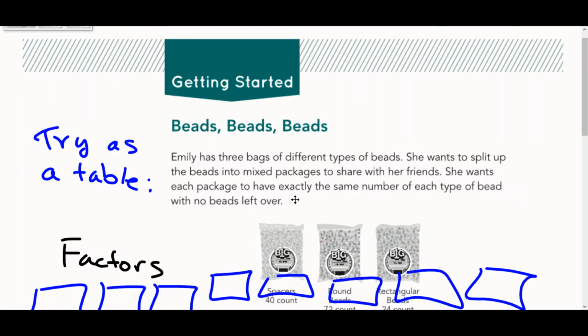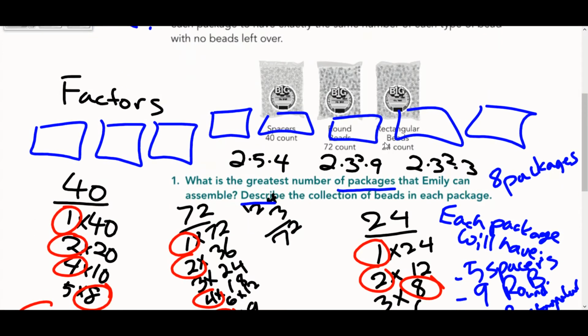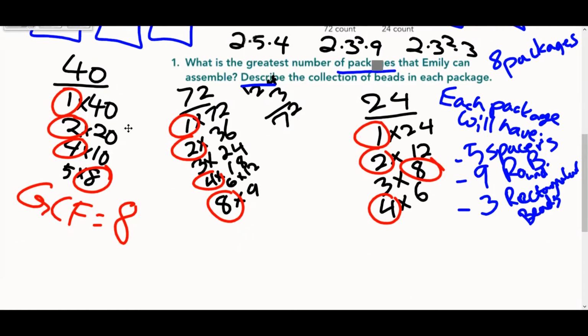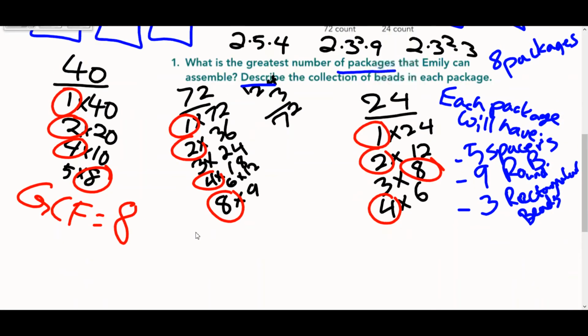And we looked at the next page. And I encourage you guys to read through this, and I had you all figure out ways to go about this. And we got different ideas. But we went with listing all the factors. So we listed all the factors, or pairs of factors, I guess, of 40, 72, and 24. And the idea we got to was the biggest number that they could all be broken down into is 8. All right? So entered a new way of looking at GCF. It's the biggest number that goes into each number involved. All right? Nothing bigger than 8 can go into 40, 72, and 24.